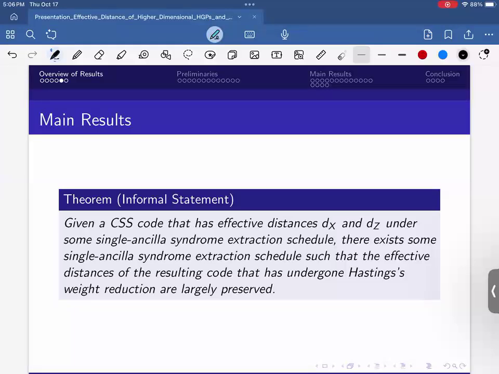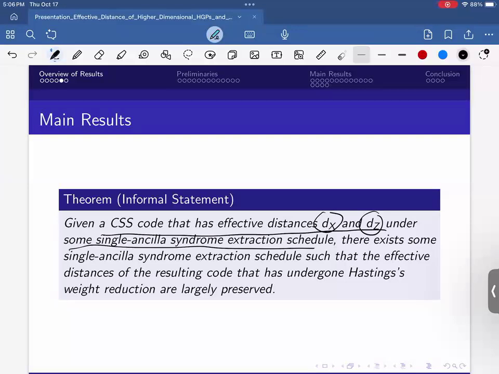statements. Given a CSS code that has effective distances dx and dz under some single ancilla syndrome extraction schedule, and you ask a good question, a schedule always exists for single ancilla, just how good or bad it does. So maybe this effective distance dx and dz is not excellent. But because it's also LDPC, it's only a constant factor below what its original dx and dz is.